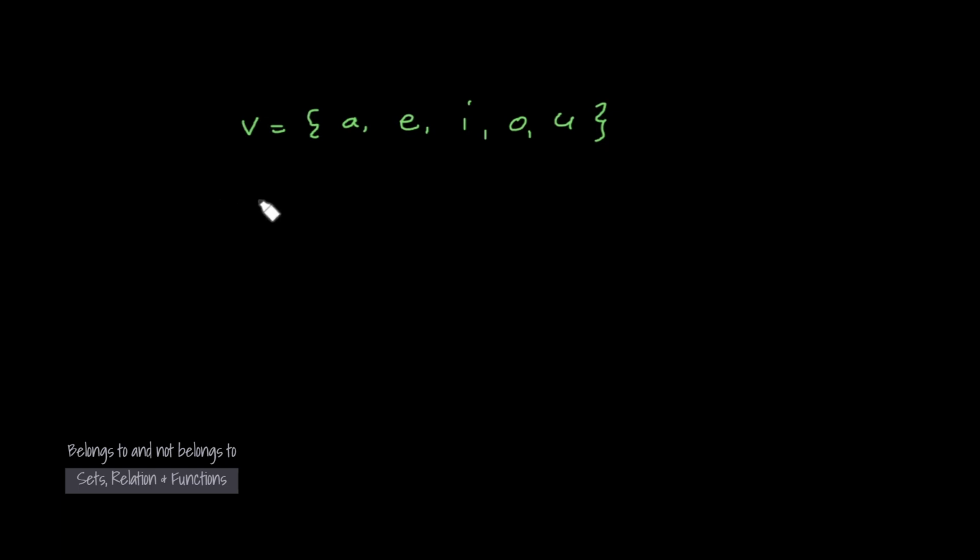A is there, and A belongs to V. B does not belong to V. C does not belong to V. D does not belong to V. E belongs to V. So like this, we have to use this epsilon symbol to suggest whether the particular element belongs to that particular set or not.